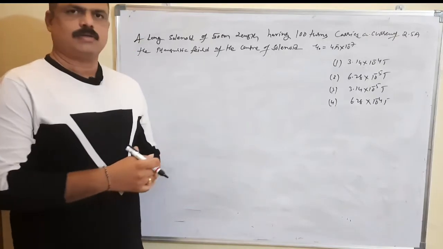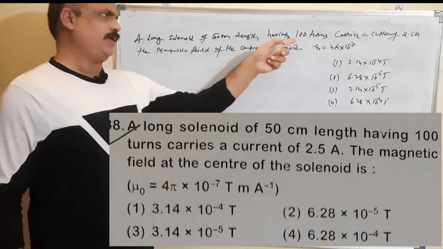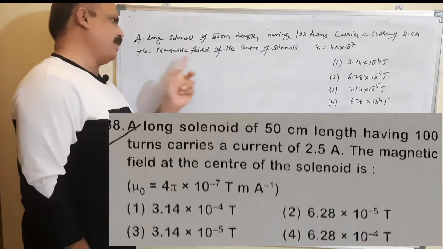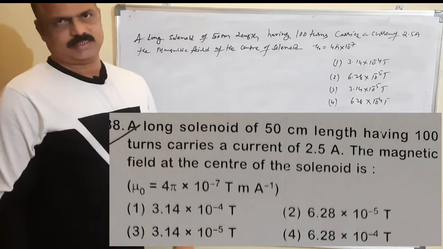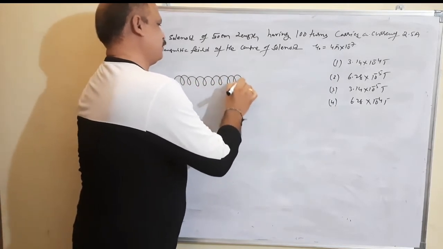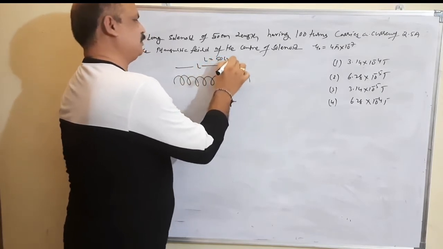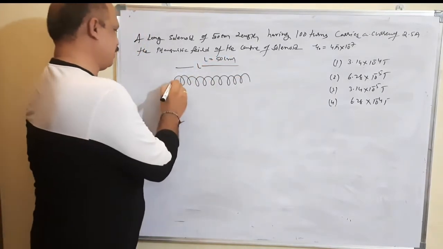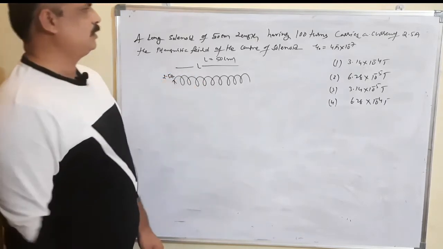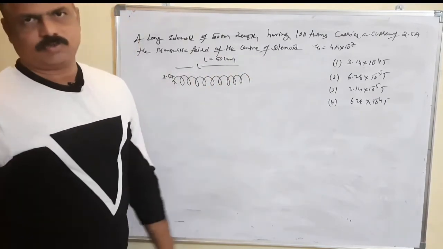Discuss another question. Here a long solenoid of 50 centimeters length having 100 turns carries a current of 2.5 amperes. The magnetic field at the center of the solenoid is. So here this is a solenoid whose length is nothing but how much? 50 centimeters. And how much current it carries? It carries a current of 2.5 amperes. What they ask here? Magnetic field at the center of the solenoid.